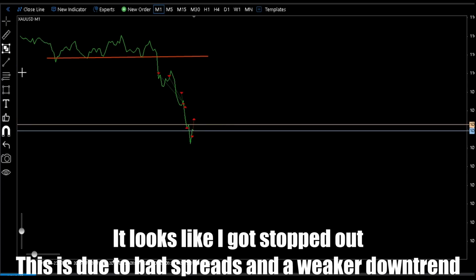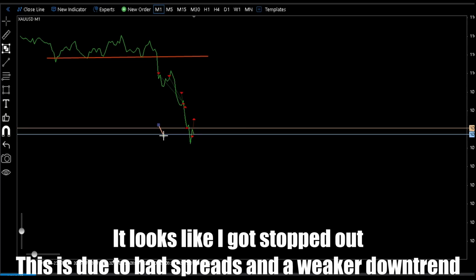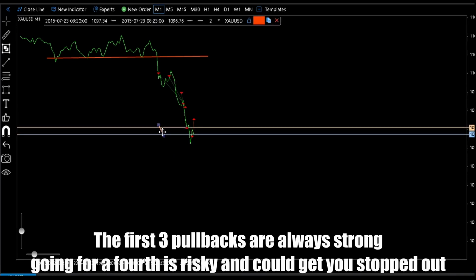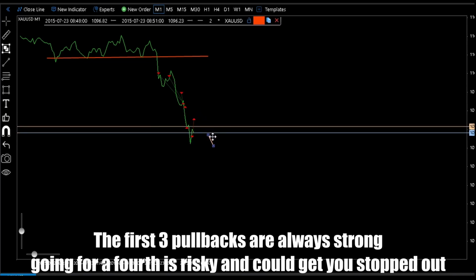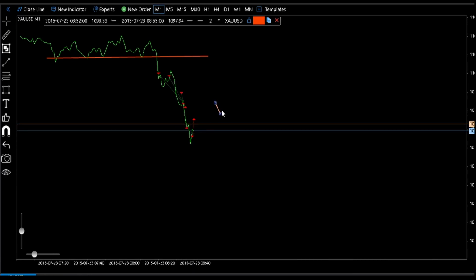It looks like I got stopped out. This is due to bad spreads and a weaker downtrend. The first 3 pullbacks are always strong. Going for a 4th is risky and could get you stopped out.